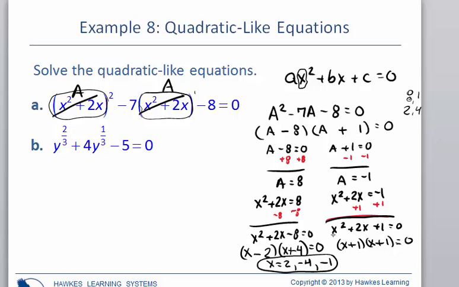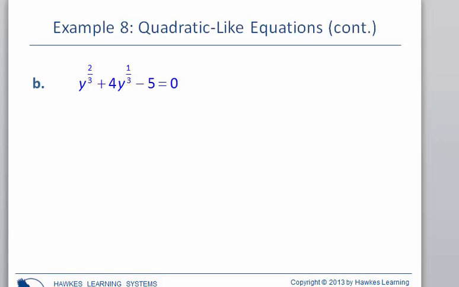And again, you can note that negative 1 is a double root and has a multiplicity of 2. Okay, so we're going to do the same sort of thing on part B of this problem. All right, so we are going to let A equal something that is squared on the first term, something raised to the first power on the second term. Okay, and so it's going to make sense to let this be the A.